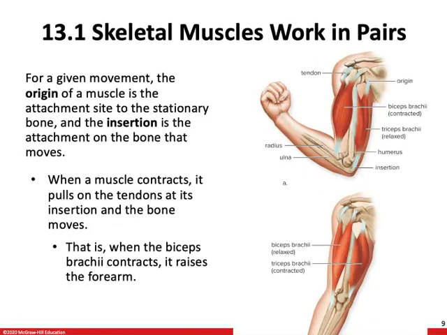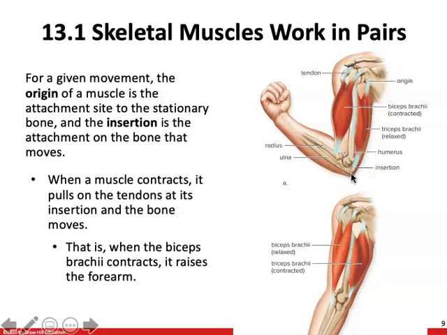So we're going to talk a little bit about how those skeletal muscles actually work. So we know what they do. Now we're going to learn how they do it. So for any given moment, the origin of a muscle is going to be the attachment site to the stationary bone, and the insertion is the attachment of the bone that moves. So when we're talking about muscle anatomy, we're going to be talking about origin and insertion points.